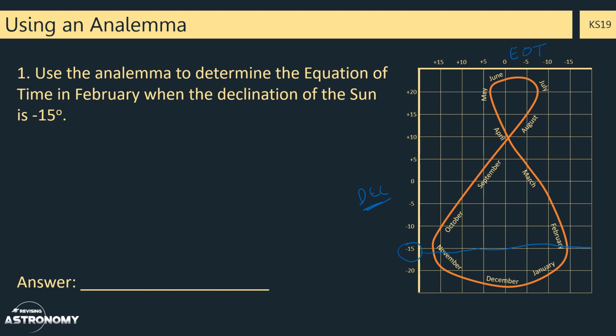Now you'll notice that it hits the graph at 2 points, over here and here. This one is in November and this point is in February. So looking back at the question, it asks us in February, so we're going to use the second point and then we'll draw a straight line with a ruler, better than mine, and you'll see that the equation of time at this point is just below minus 15, so approximately minus 14.